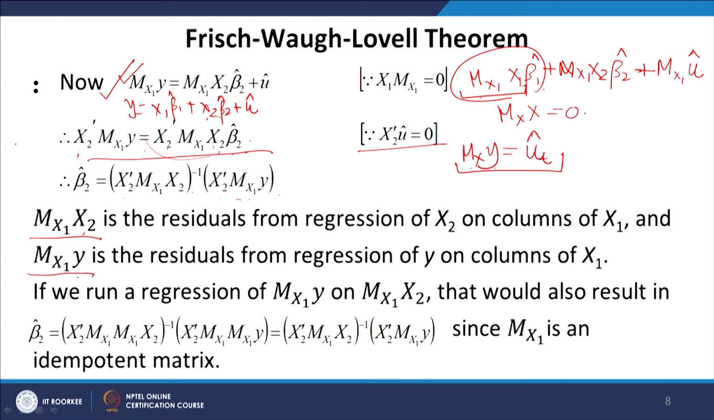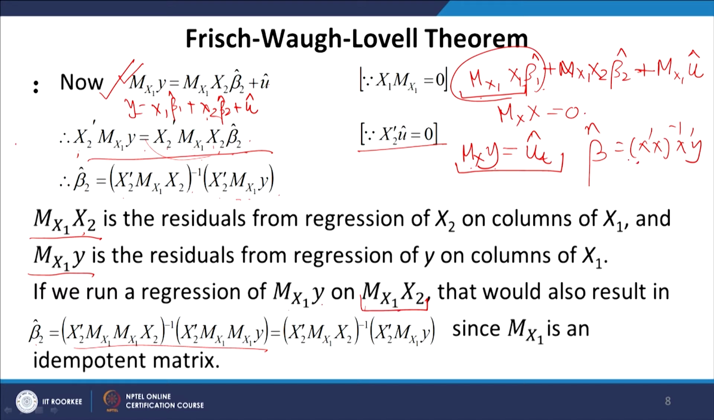So, if we run a regression of Mx1 y on Mx1 x2, that would also result in beta 2 hat equals to this. See, now I draw analogy with beta hat, which is (x prime x) inverse x prime y. Now, here my x is Mx1 x2, that is, we are running a regression of Mx1 y on Mx1 x2. So, Mx1 x2 is my x here.